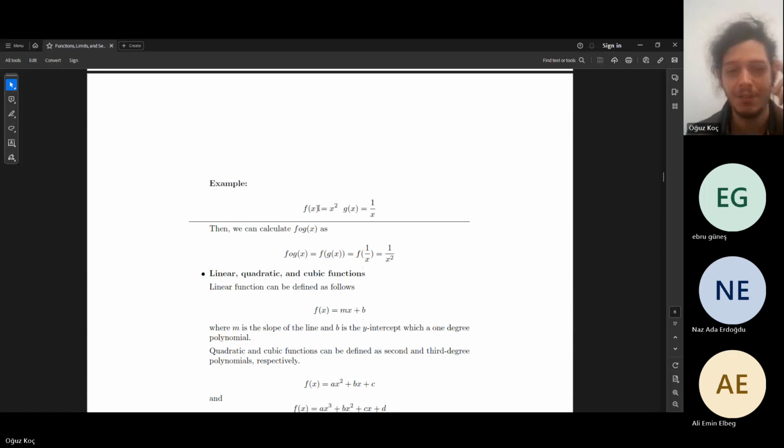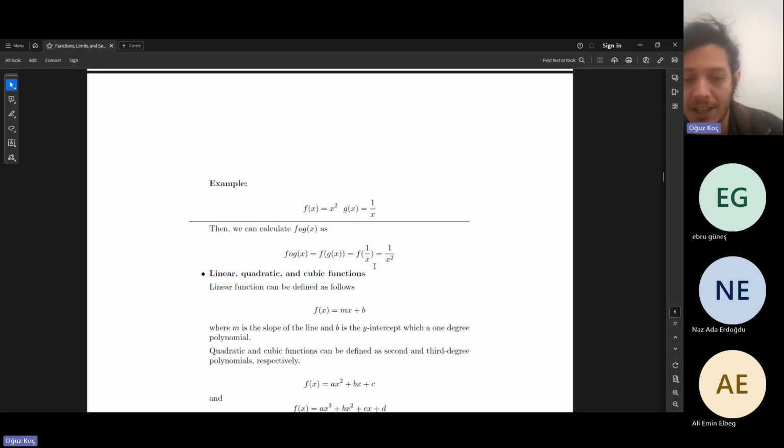An example for this: we have an f function which is equal to the second power of x, and we have the second function g of x equal to 1 over x. Then we can calculate the f of g of x like this. We just put the g of x value into the f, and we have f of g of x, which is equal to f of 1 over x. We put the 1 over x into the f function, and we know that the f function is the second power of x. Therefore, it turns out to be 1 over x, second power of the x.